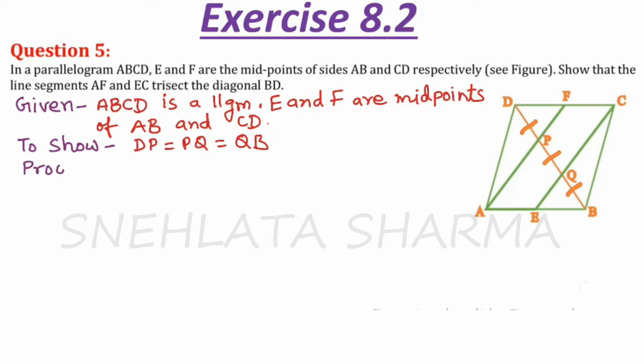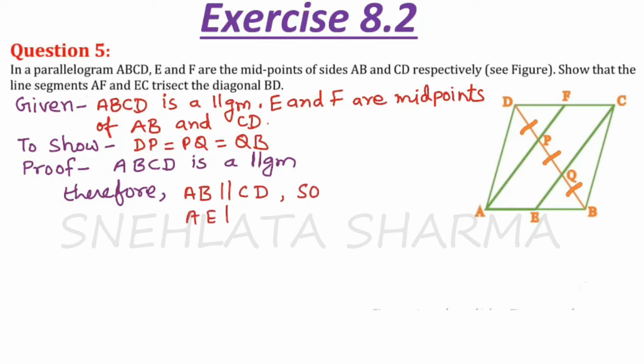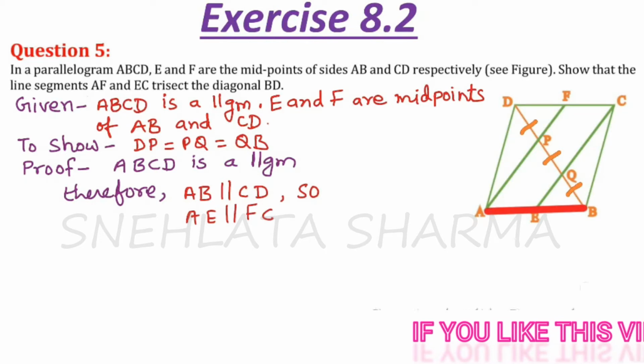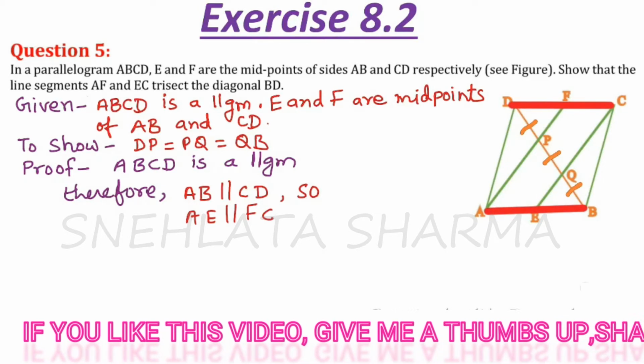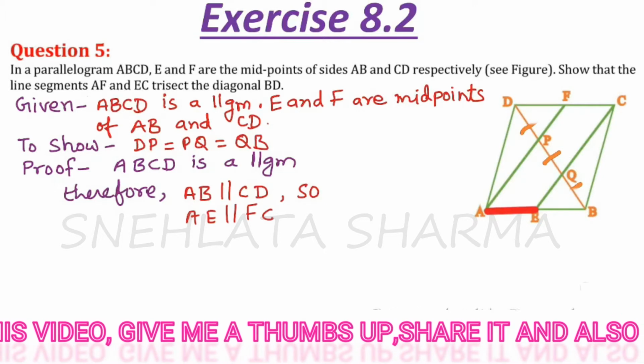Now proof. We will consider parallelogram ABCD. It is given ABCD is a parallelogram. Therefore, we have AB parallel to CD. So AE is parallel to FC. See figure. This is AB. AB is parallel to CD. So half of AB and half of CD will also be parallel. It means AE is parallel to FC.